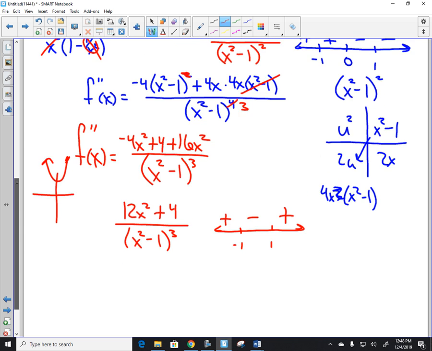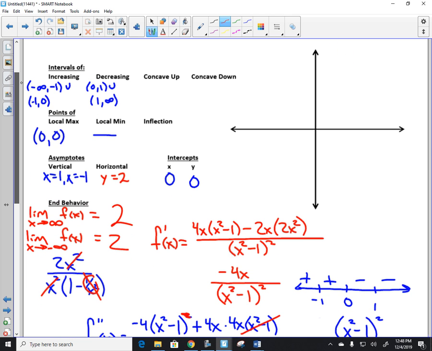What does that tell us about our result? Concave up from? Where is it concave down? Inflection happens where it changes sign. Does it change sign? It does. But are those points where it changes sign, are those part of our original domain? So therefore, there's no point of inflection.